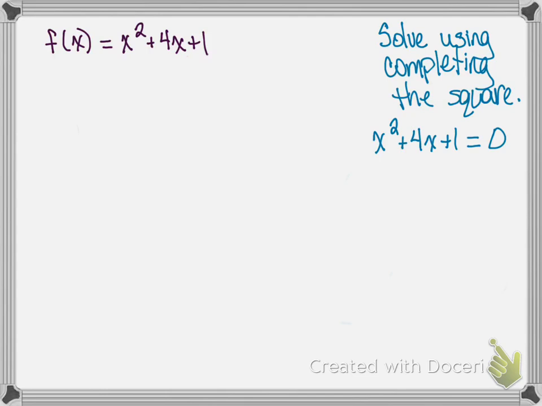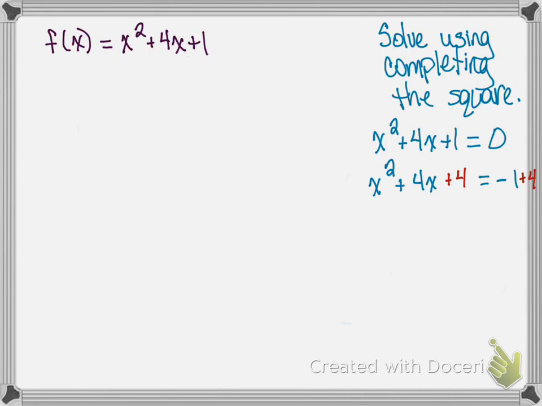How do I put the plus 1 on the other side? Subtract. So then I'm going to have x squared plus 4x equals negative 1. All I've done is take that 1 and put it on the other side. To complete the square, I take half of my b value. My b value is 4. What is half of that? 2. And I square it. What's 2 squared? 4. So now I am going to add that 4 to both sides.